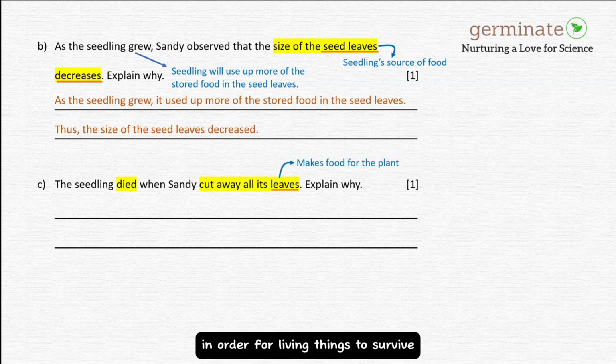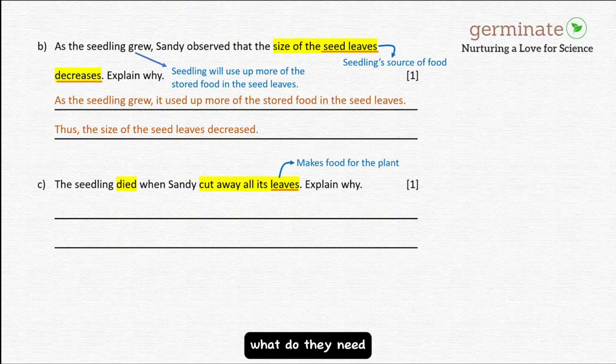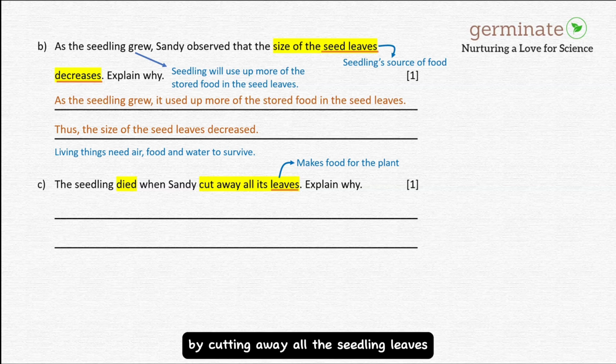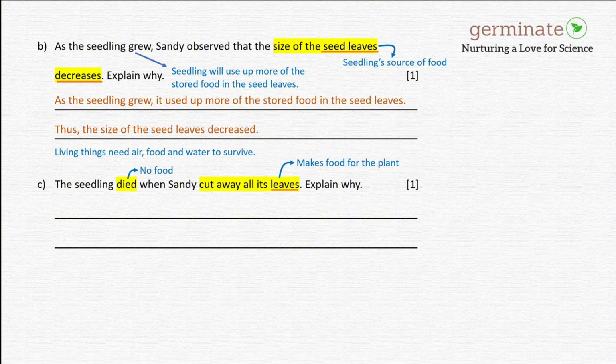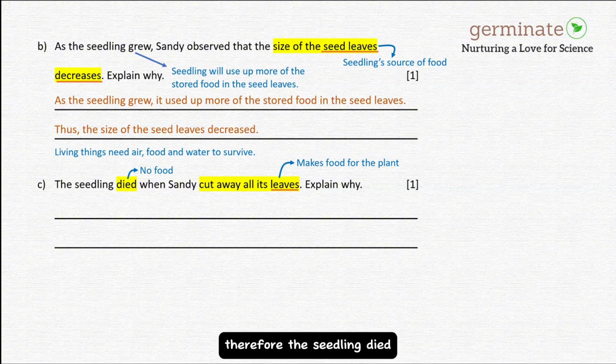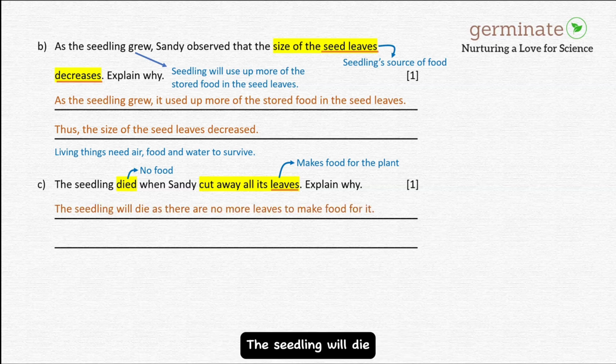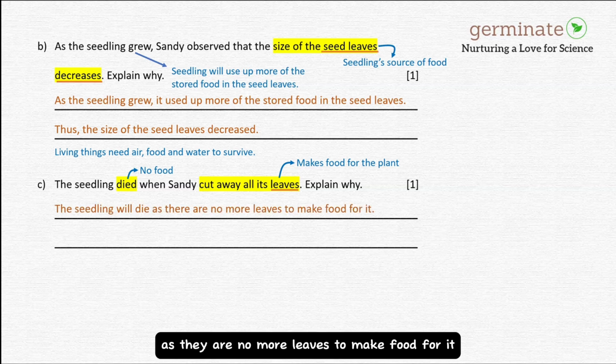In order for living things to survive, what do they need? Living things need air, food, and water to survive. By cutting away all the seedling leaves, is the plant able to get food? No. Therefore, the seedling died. So let's phrase the answer together. The seedling will die as there are no more leaves to make food for it.